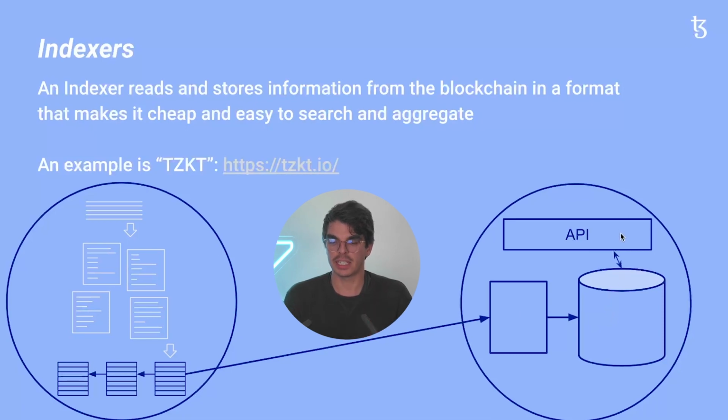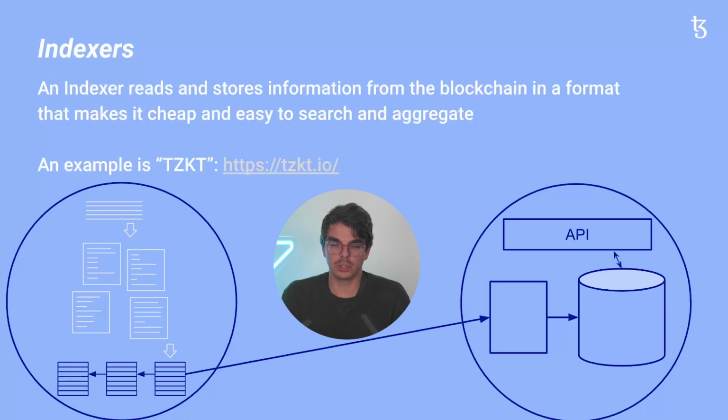And then it exposes an API on top of that database so that we can query the API and efficiently find all sorts of information about the blockchain without having to step through the raw data itself, which would take minutes, hours, even days, for particularly big blockchains.